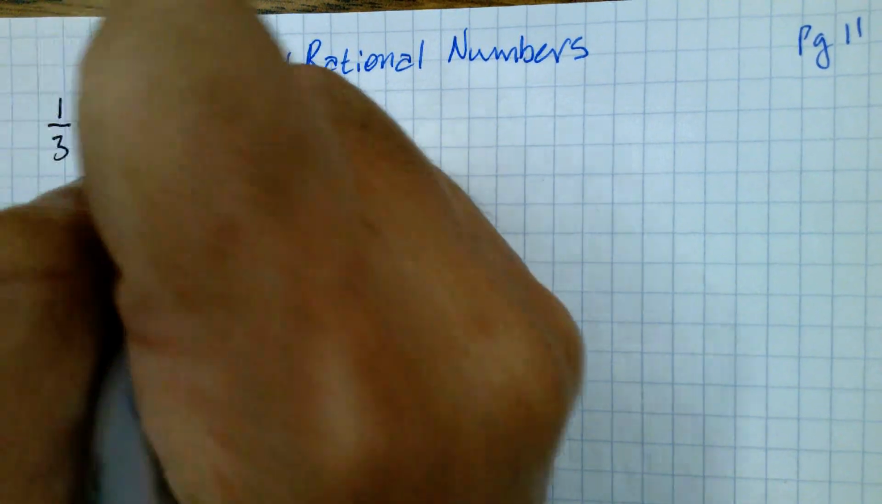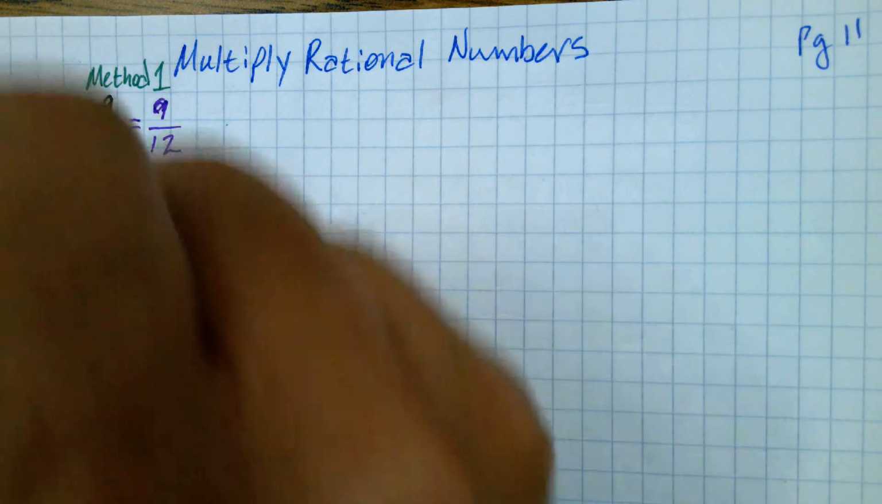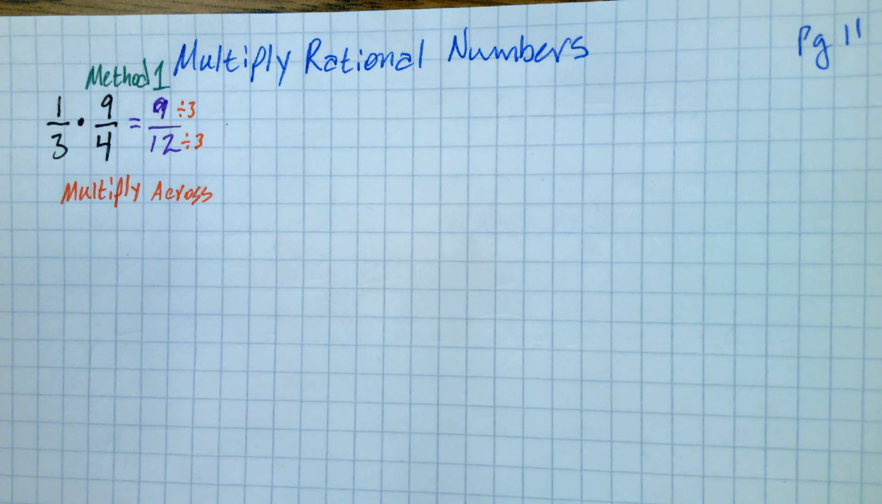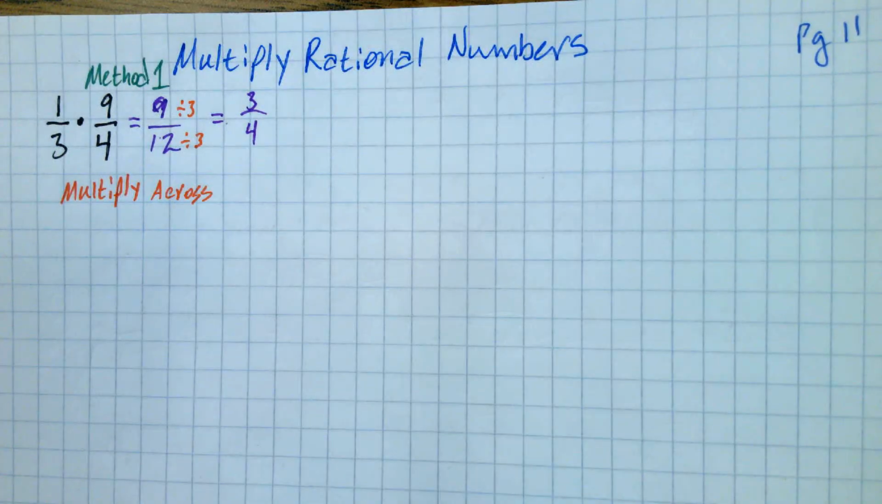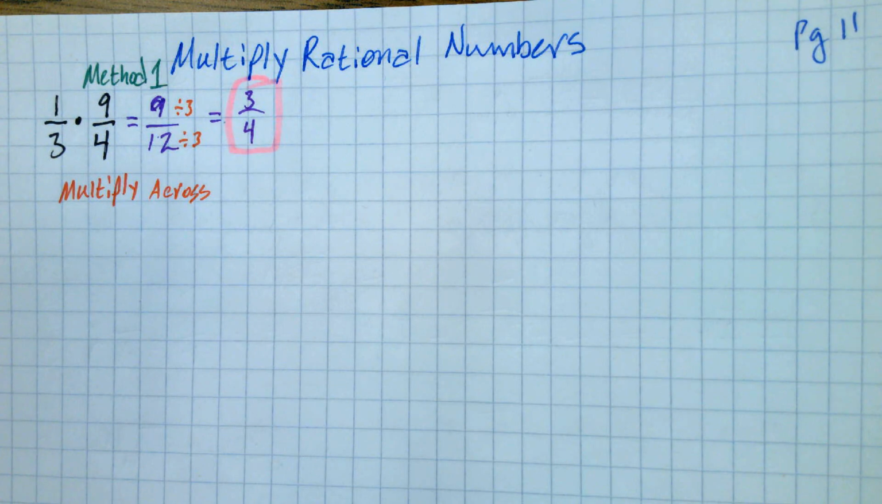That's 12. But we always should simplify, right? In this case, what divides out of 9 and 12? 3 divides out, so we'll be left with 3 and 4. And that's our actual final answer. 9 divided by 3 is 3. 12 divided by 3 is 4. We end up with 3/4. Okay? So that's one method.